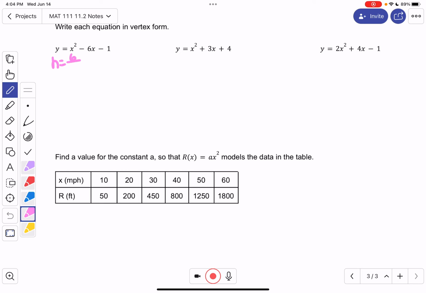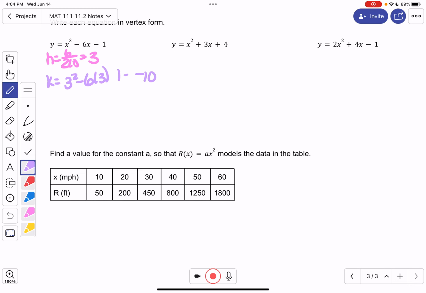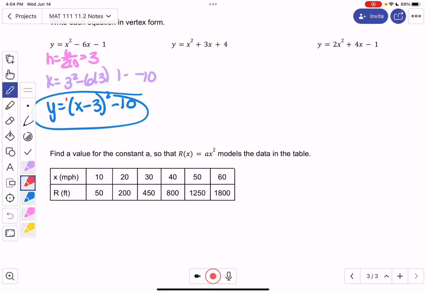All right, opposite of b over 2a gives us 3. Plug 3 in. We get -10. The a is 1, so we plug those in just like this. There we go. You could put the 1 here. That's completely up to you since multiplying by 1 doesn't change anything.